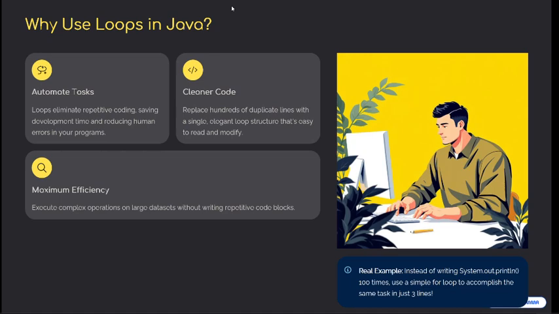Why use loops in Java? Automate tasks. Loops eliminate repeating code, saving development time and reducing human errors in your program. Clear code. Replace hundreds of duplicate lines with a single elegant loop structure that's easy to read and modify. Maximum efficiency. Execute complex operations on large datasets without writing repetitive code blocks.